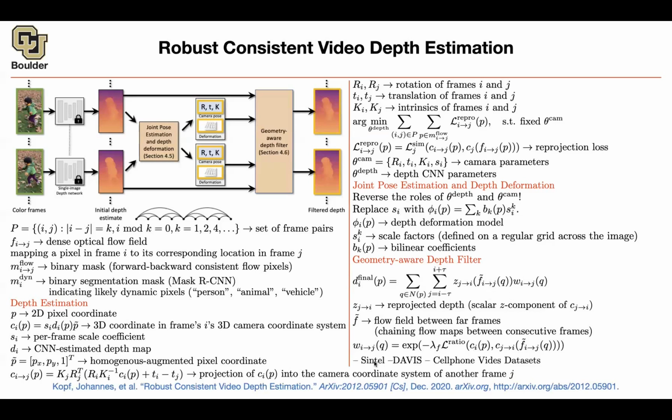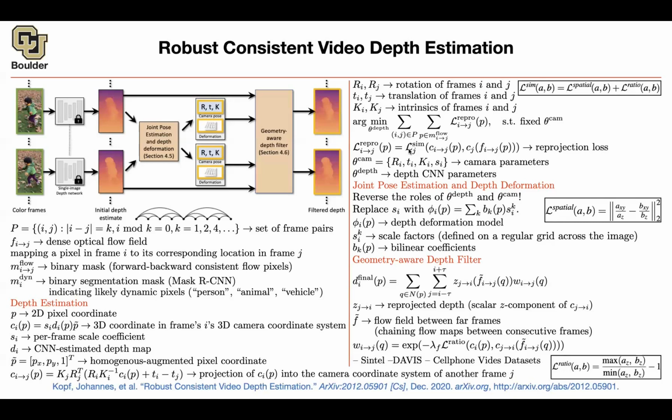Some good data sets for these are Sintel, Davis, and cell phone video data sets. What I owe you are, what is this loss ratio? This is the exact formula for it. Another thing that I owe you is L special. And where do you use it? You're going to use it in this similarity loss. I think it's a good time for me to stop.